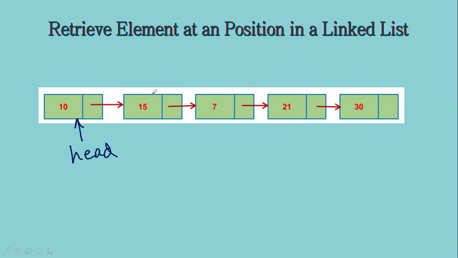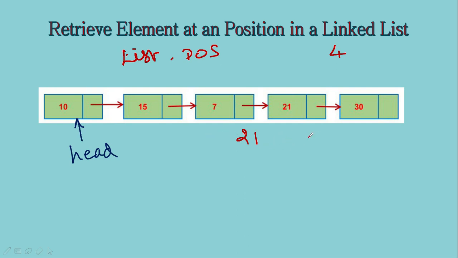Hi everybody, in this video we are going to discuss how we can retrieve an element at a given position in a linked list. The input for this operation will be the list from which we are going to retrieve and the position at which we are going to retrieve. For example, if the position is given as 4 and this is the list, then the code should return 21, right? 21 is the element at the fourth position of the list.